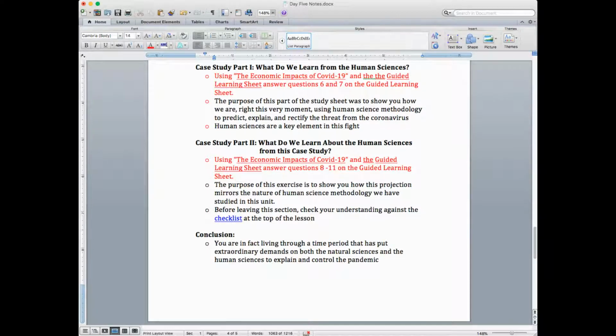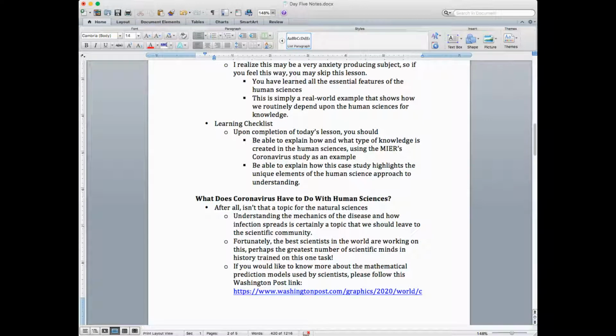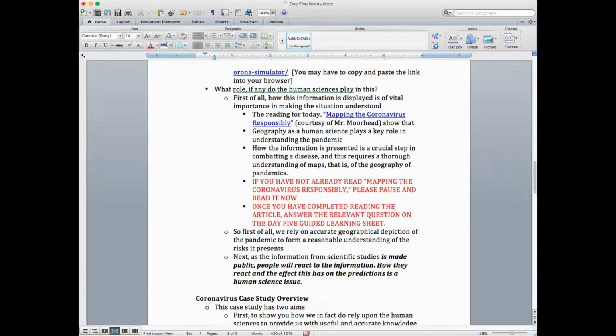Before leaving the section and the screencast, let's check our understanding against the checklist at the top. Okay, so I hope you are now able to explain how and what type of knowledge is created in the human sciences using the Malaysian Institute of Economic Research coronavirus study as an example. And second, you'll be able to explain how this case study highlights the unique elements of the human science approach to understanding.